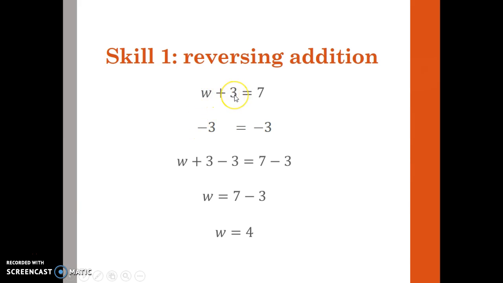So we had w plus 3, and then we add a minus 3 to it. And we had a 7, and we add a minus 3 to it. Now what happens, because we did the reverse thing, they will cancel each other. The plus 3 will cancel the minus 3, and you're left with the w. And then you have 7 minus 3 on the right side of the equation. So 7 minus 3 is 4. So what you end up with is that w equals 4.